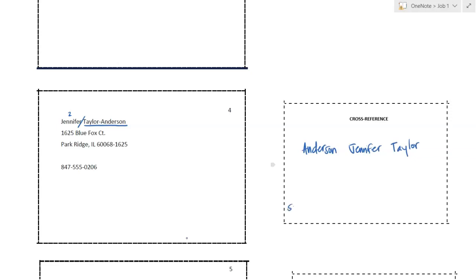Don't forget to include your C notation. This is going to be C, and that's going to refer you to the original, which is Taylor Anderson, no space between Taylor and Anderson. Okay, and then Jennifer.